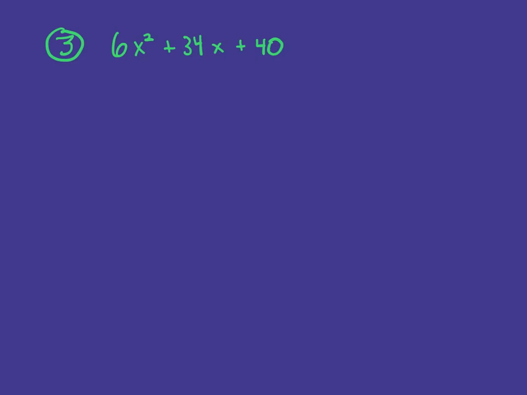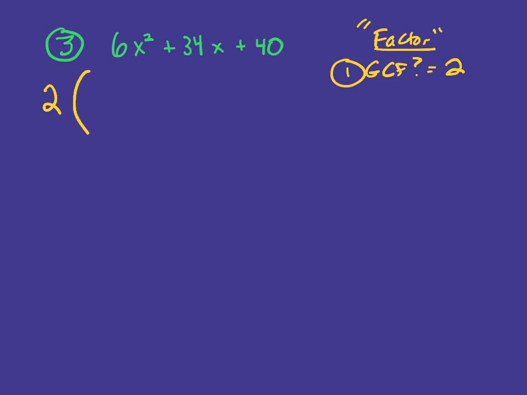Number 3, 6x squared plus 34x plus 40. Anytime you see factor in the instructions, check greatest common factor. And in this case, it does look like there's something that we can take out. A 2 we can take out of everything. So we'll start with that, and then we'll rewrite with that one factor taken out. So 6 divided by 2 leaves us with 3 and then x squared. 34 divided by 2 leaves us with 17 and an x. And then 40 divided by 2 leaves us with 20.